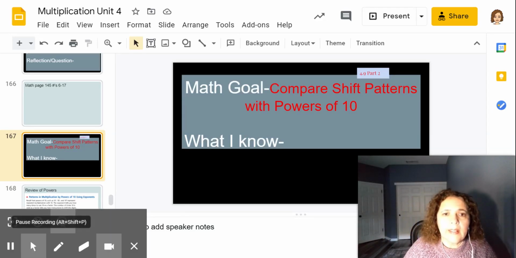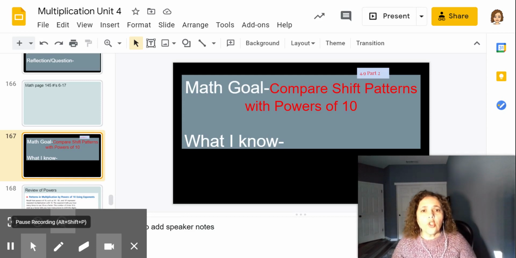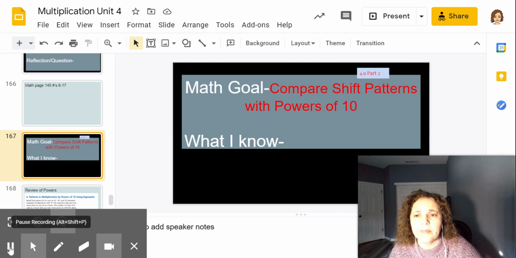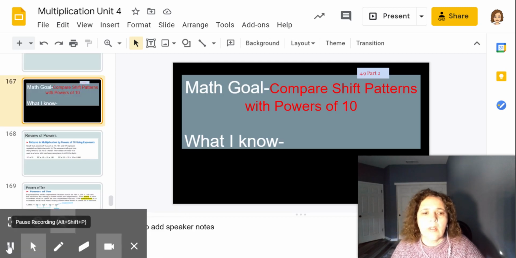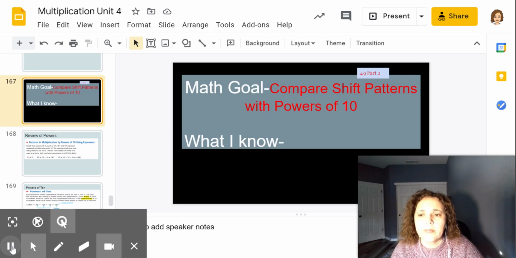All right, this is lesson 4.9, part 2. We're going to compare shift patterns with powers of 10. We did this back in lesson 1 in this unit, but we used whole numbers. We're going to be looking at it using decimals. So see what you recall about the shift patterns with powers of 10. Write down what you remember about powers of 10 and their shift patterns.